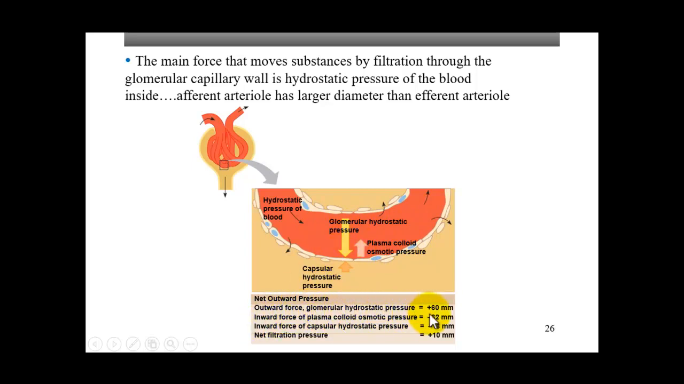Glomerular hydrostatic pressure is about 60. It says the plasma osmotic pressure is 32. The capsular pressure is 18. So we have a net filtration pressure of 10. That pressure is what causes the kidneys to filter blood. The glomerular hydrostatic pressure always has to be higher than these other two. It has to overcome these other two pressures in order for the kidney to function correctly.